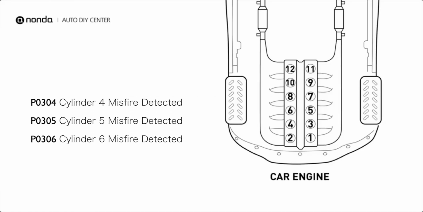The diagnostic trouble codes P0300, P0302, and P0303 are engine misfire codes that indicate combustion problems inside the engine cylinders. P0300 means the vehicle has detected random or multiple cylinder misfires, while P0302 and P0303 identify misfires specifically in cylinders 2 and 3.